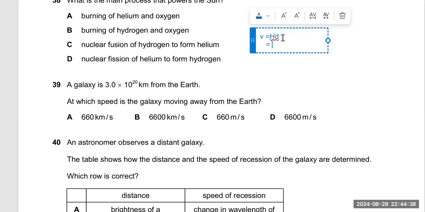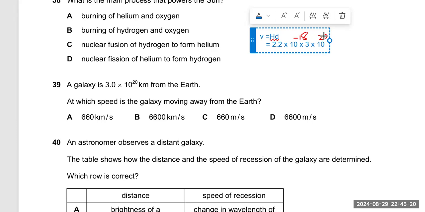The value of the Hubble constant is 2.2 into 10 raised to the power minus 18. I will write the power: minus 18. Okay, and the distance D is given as 3 multiplied by 10 raised to the power 20. Okay, 10 raised to the power 20.